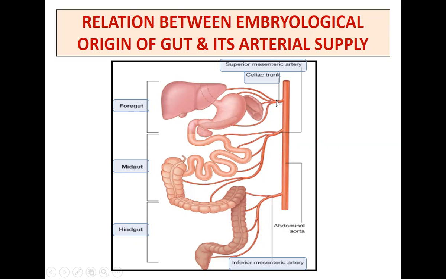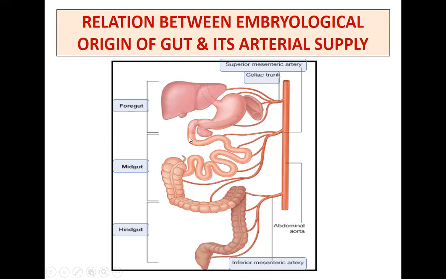This is the same celiac artery which we studied when we studied the stomach. The blood supply for the stomach will be from the branches coming from the celiac trunk. The left gastric, right gastric, gastroepiploic, all these are branches from the same celiac trunk, as well as the splenic artery. So the celiac trunk is the main artery which supplies the foregut, that is the esophagus, stomach, and up to the second part of the duodenum. The midgut artery will be the superior mesenteric artery.